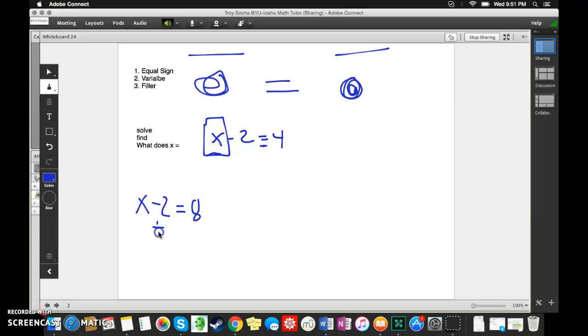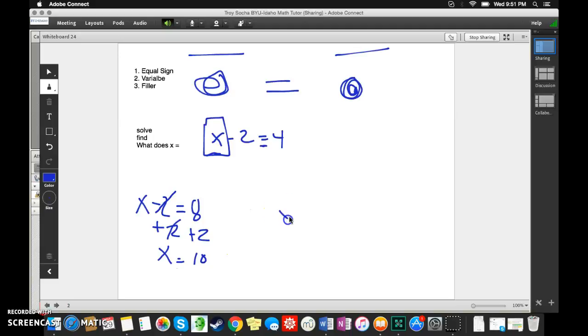We add this number because x can't be attached to anything, right? And right now it's got a minus 2 attached, so we're going to add 2, and those will cancel out because we did the inverse process. We add 2 to 8, we get 10. X is 10.